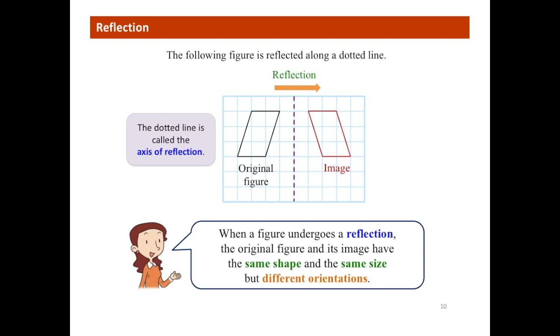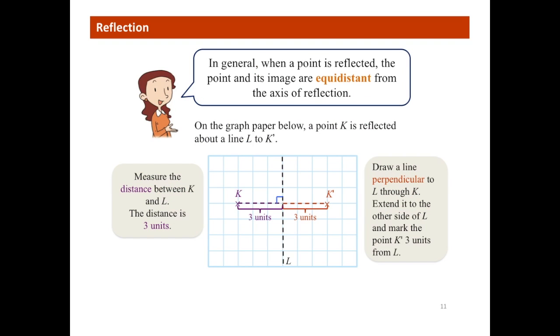The next transformation is called reflection. In reflection, there is always a dotted line which is called the axis of reflection. The original figure is reflected along the axis of reflection. Remember that the original figure and its image have the same shape and the same size, but different orientations. In general, when a point is reflected, the point and its image are equidistant from the axis of reflection.